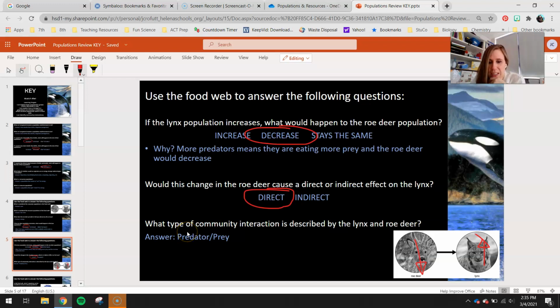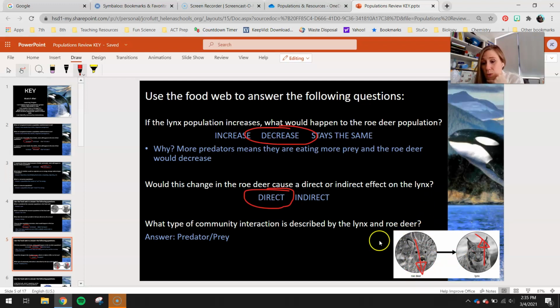And then what type of community interaction is described by the lynx and the roe deer? So we're talking predator-prey there. So we can talk about that whole circulation. If our roe deer decrease, our lynx are going to have less to eat and they're going to decrease. If our lynx decrease, the roe deer are going to have a chance to reproduce and increase.